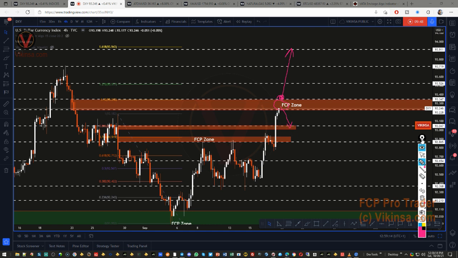These are all the levels which are available to you, which can guide you around support and resistance levels. These are the levels which were given in the previous analysis as well. Okay, so this is what we have on dollar.